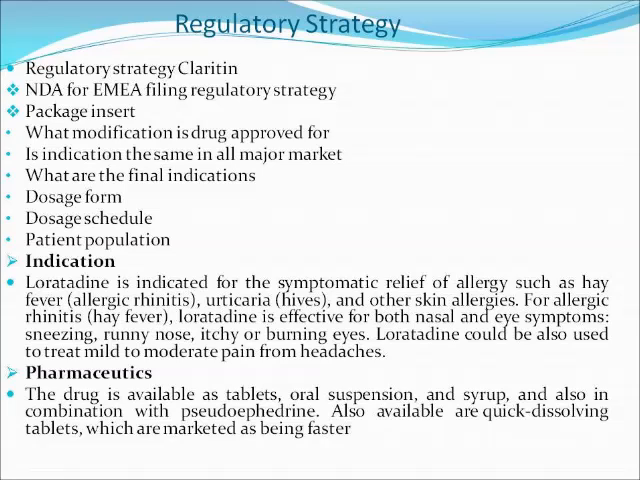Regulatory strategy for Claritin, as indicated, is for symptomatic relief of allergic conditions such as hay fever, urticaria, and skin allergies. For allergic rhinitis, loratadine is effective for both nasal and eye symptoms: sneezing, runny nose, itchy or burning eyes. Loratadine could be used to treat mild to moderate pain from headaches.